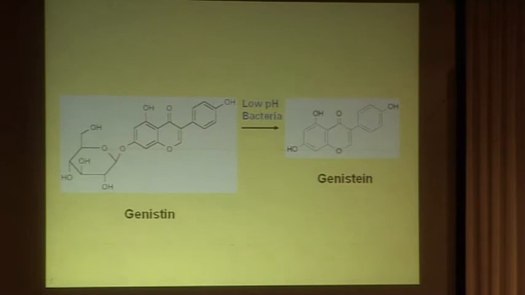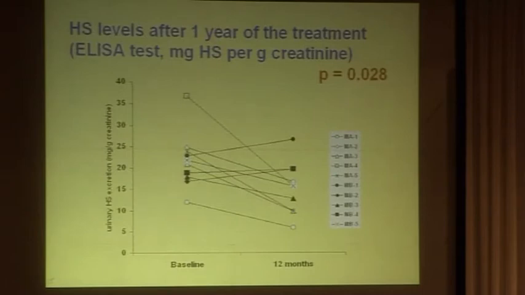This is why we recommend to keep the intestinal flora active by taking also the probiotics. Por eso él recomienda cuando el paciente tiene diarreas tomar probióticos para que los pacientes retengan la genisteína ya que funciona y trabaja en el intestino. Okay, and there are results. So we observe statistically significant reduction of urinary GAX after 12 months of treatment of patients.